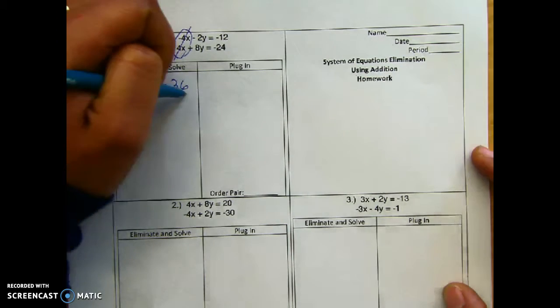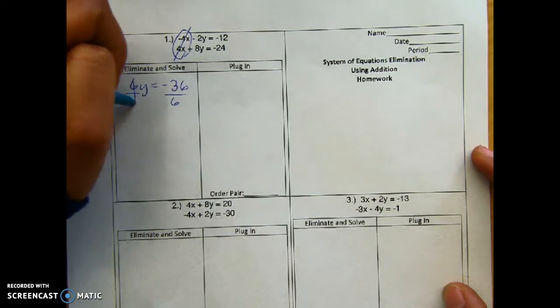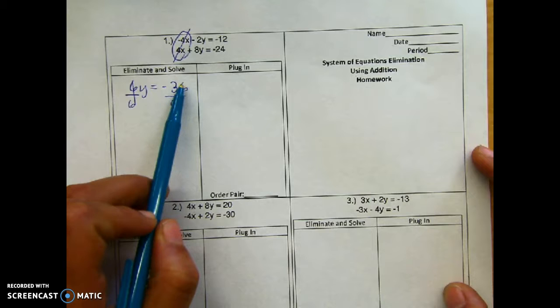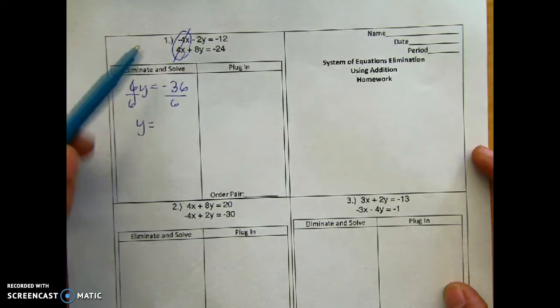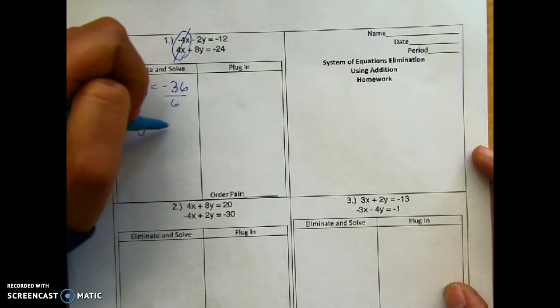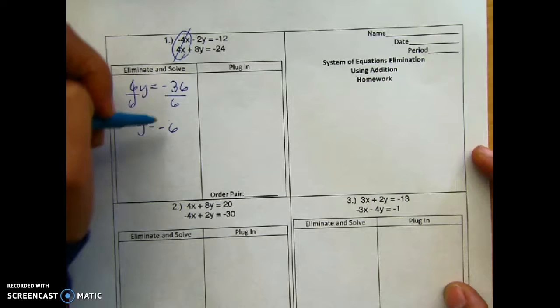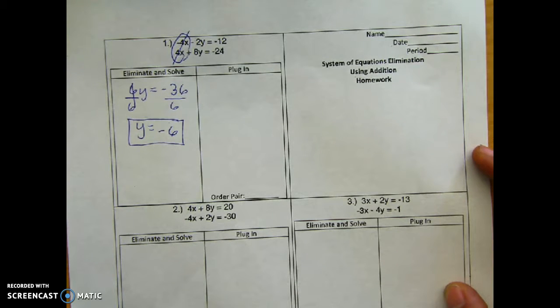I'm going to do inverse operation and divide on each side. Now it's multiplication and division rules. I'm going to get -36 divided by 6, and I'm going to get -6 for y. That is only one of the variables. I have two. I need an x and I need a y.